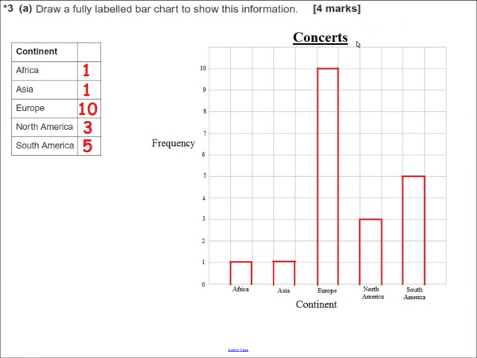So from my diagram you can see we have concerts as our title, frequency as our y-axis label and a scale that makes the most of the paper that we've been given. Across the bottom you have continents as the x-axis label and the bars labelled Africa, Asia, Europe and so on. The bars are evenly spaced and all the same width, and they don't touch the y-axis. The bars also go up to the frequency from our original set of data. This is how you get all 4 marks.